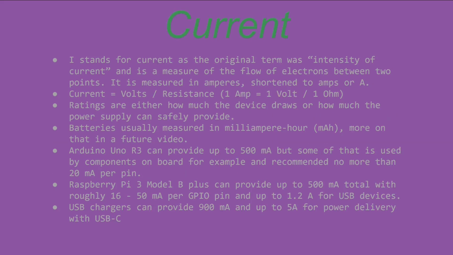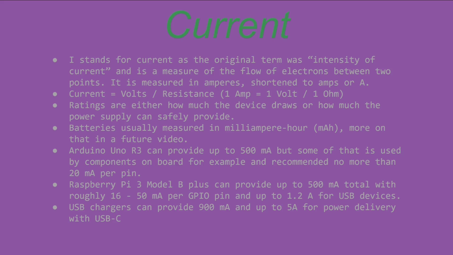Okay, so as we previously mentioned, I stands for current. The original term was intensity of current, and it's the measure of flow of electrons between points. Per Ohm's law, current equals volts divided by resistance. Ratings can either be how much the device draws or how much the supply provides. Batteries are actually measured in milliamp hours. We'll cover more on batteries in a future video.